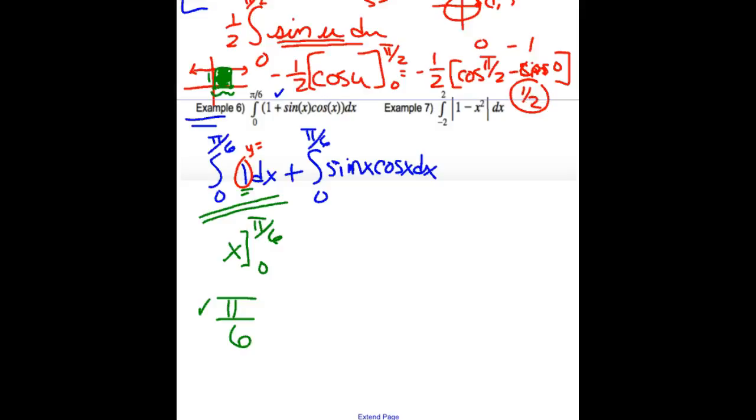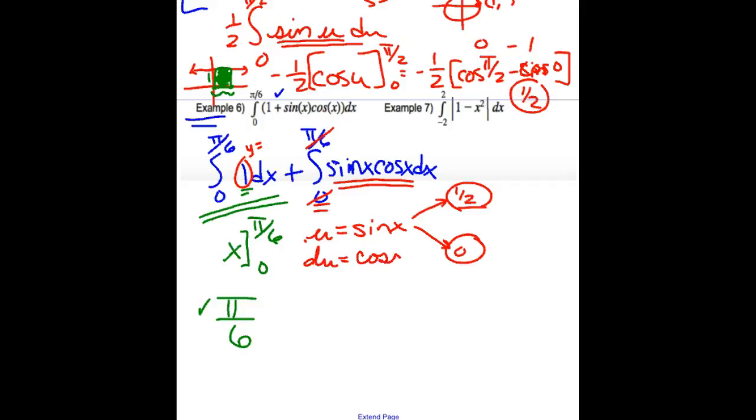Then, for this one right here, I'm going to have to use some u sub because I don't know the antiderivative of this product. So I'm going to let u equal sine x. The minute I do that, because I've got limits, I'm going to change them. Sine 0 is 0. Sine pi over 6 is 1/2. So these are my new limits when I set up my integral. My du is cosine x, which is the rest of this. So I'm basically sitting there with u du, which is really nice.